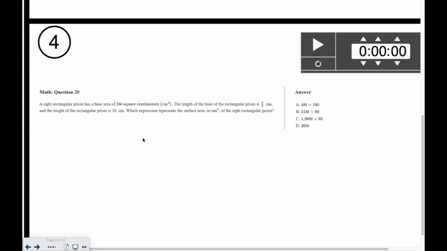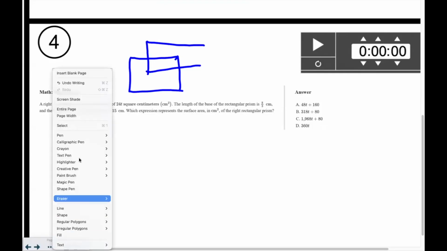Okay, this is a pretty challenging problem. So if we have a rectangular prism, let me try to draw one here. Whoops, it's pretty bad.